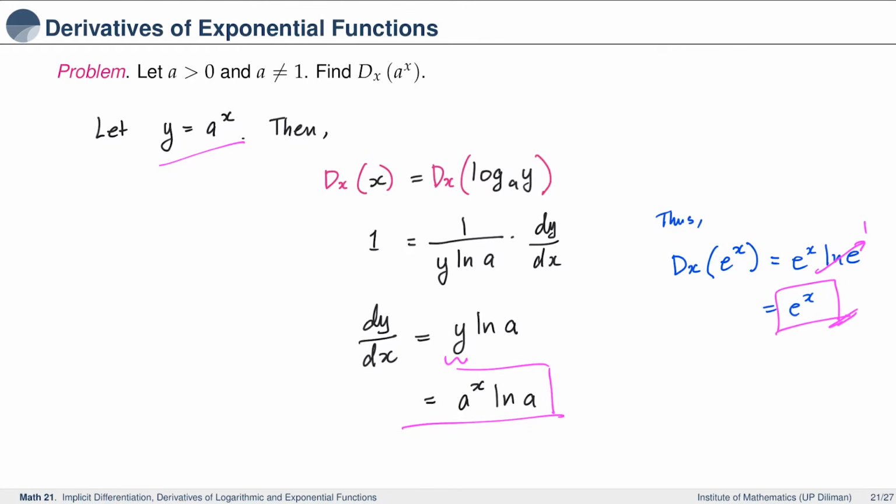So to recap, the derivative of a raised to x with respect to x is equal to a raised to x times ln a, where a is greater than 0 and not equal to 1. Second, the derivative of the natural exponential function e to the x is equal to itself, e to the x. So no matter how many times you differentiate e to the x, you will always get e to the x. The first derivative is e to the x, its second derivative is e to the x, its third derivative is e to the x, and so on and so forth.